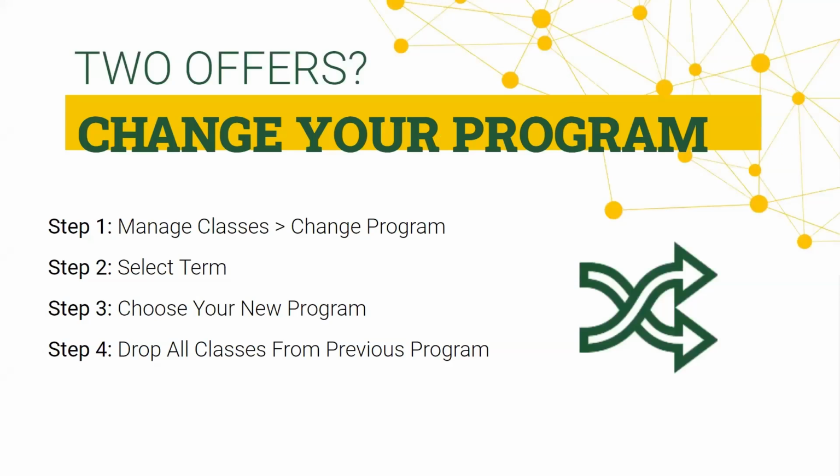For those of you who currently have 2 offers to 2 programs and would like to swap and accept your second choice program, you can do this in BearTracks by completing the following steps. You will go to the sidebar on the left-hand side of the homepage and select Manage Classes and then Change Program. You'll choose your new program, and if you've already registered for classes, you'll drop all of your classes from your previous program and re-enroll in courses for your current program.